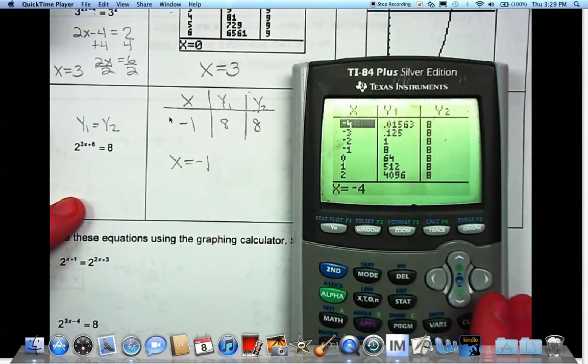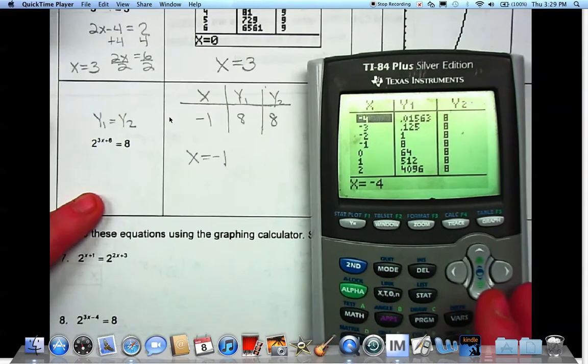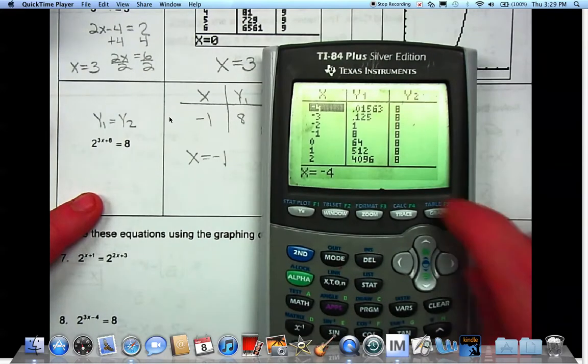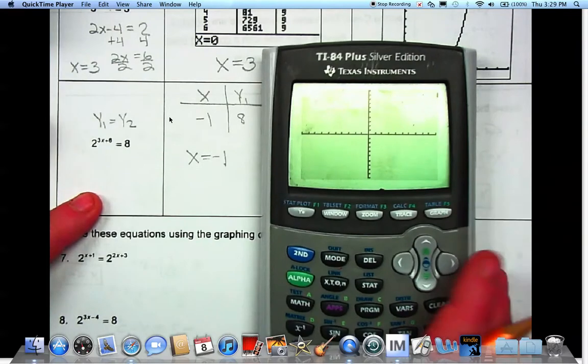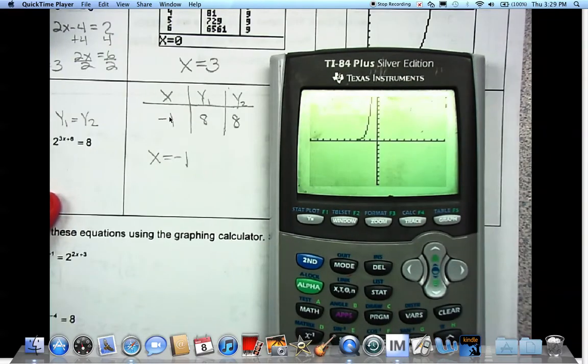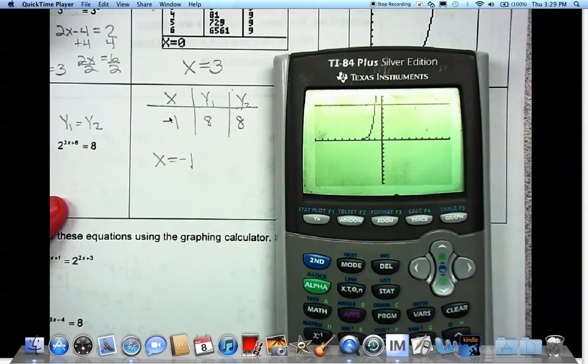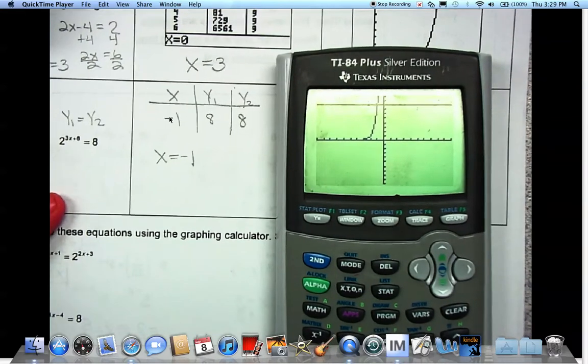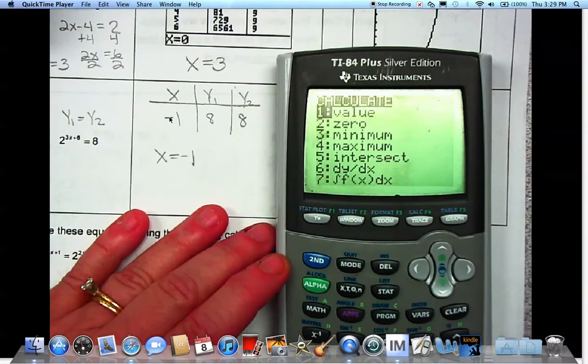Okay, let's double check it on the graph. Hit graph. Okay, and you remember how to find where they cross? Second, 3, 5.